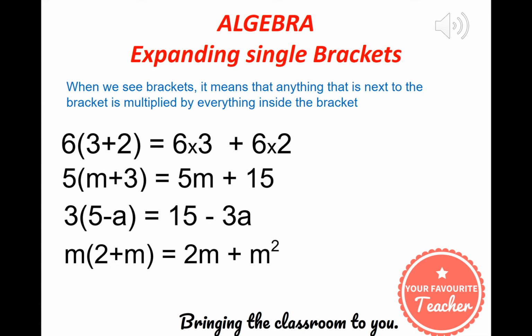And finally, we have a variable m on the outside, and we also have a variable m on the inside. So we have to just take our time with this. It'll be m times 2, which is 2m, plus m times m, which is m squared.